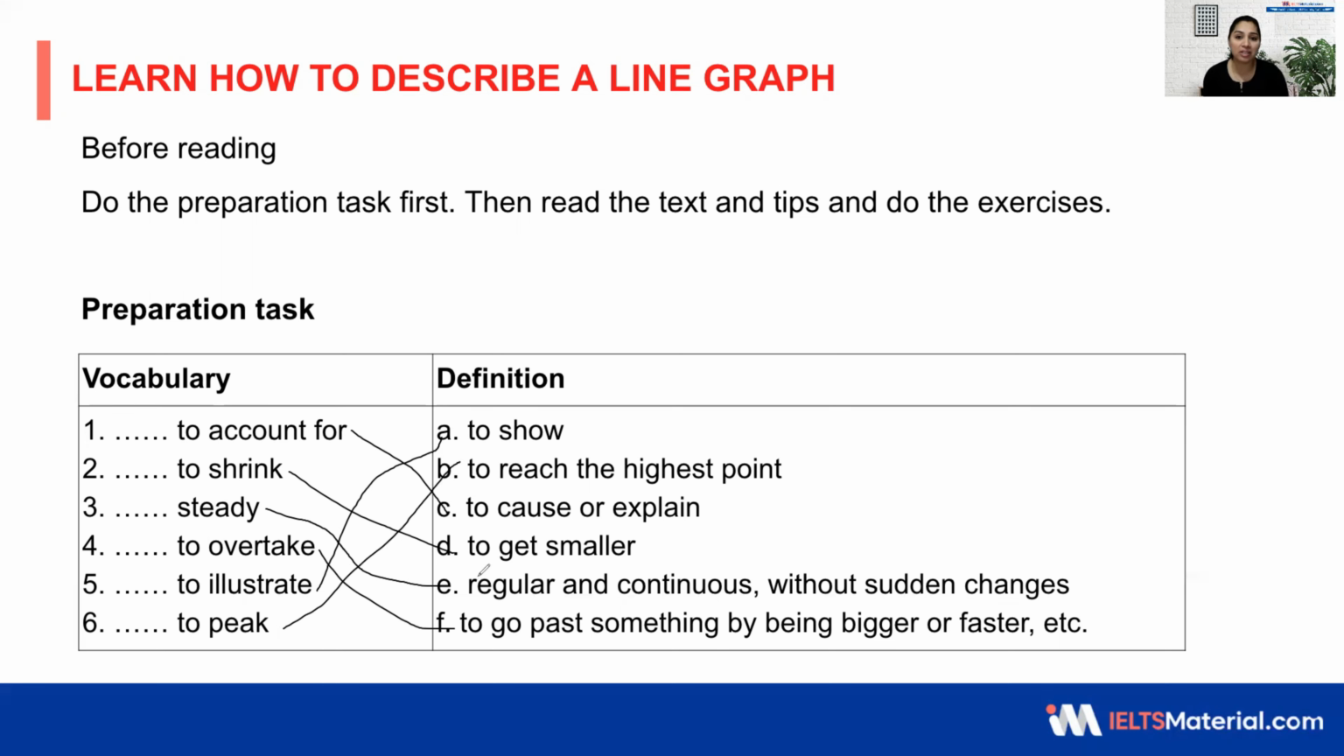Hence, the correct answers are: to account for means to cause or explain. To shrink means to get smaller. Steady means regular and continuous without sudden changes. To overtake means to go past something by being bigger or faster, etc. To illustrate means to show, and to peak means to reach the highest point.